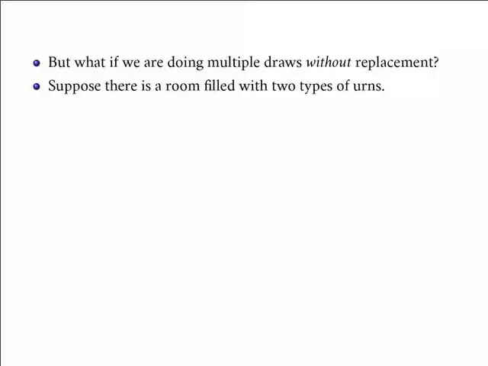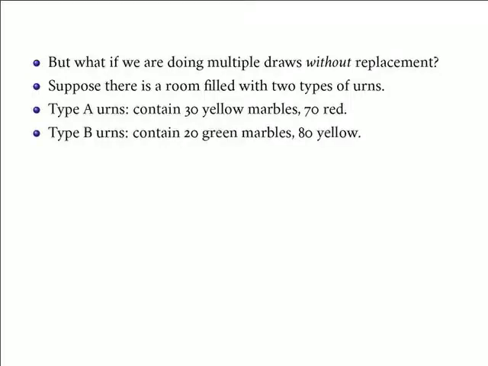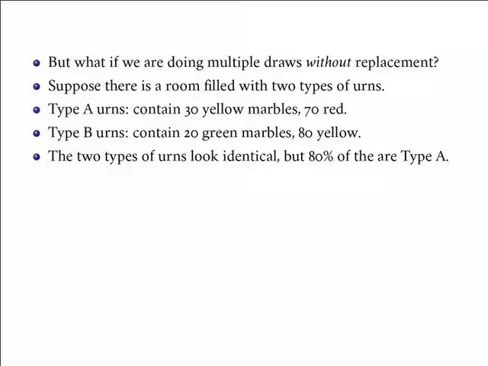So suppose there's a room filled with two types of urns. There's type A urns, and type A urns contain 30 yellow marbles and 70 red ones. And the urns of type B contain 20 green marbles and 80 yellow. Now, the two types of urns look identical, so you can't tell by looking at the urns which one is type A and which one is type B.